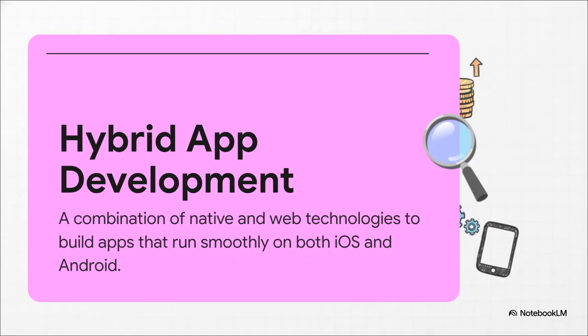So what is it? Simply put, hybrid development is a clever mix of web technology and native app shells. You write your code one time, using familiar web languages, by the way, and that single code base works on both platforms. Just think about that for a second. One team, one set of code for both Apple's App Store and the Google Play Store.